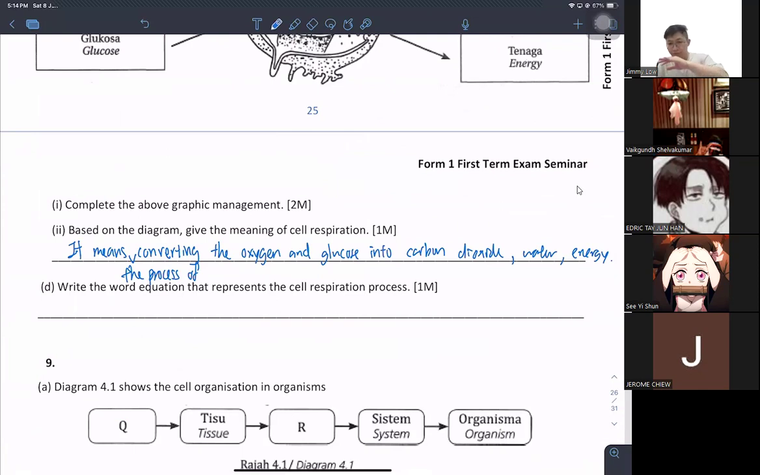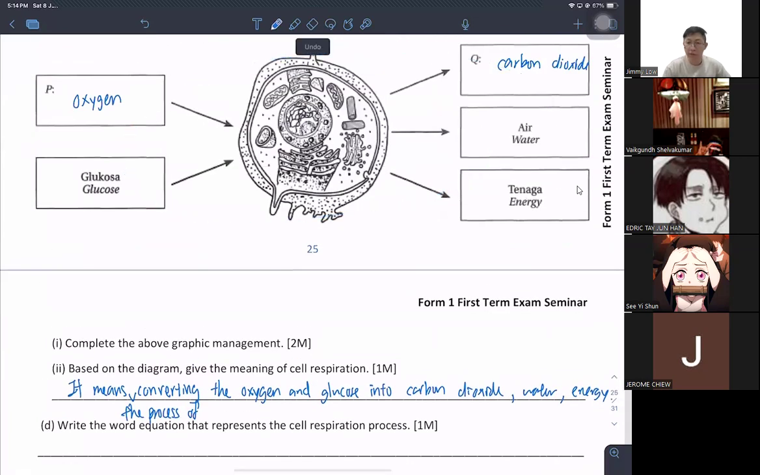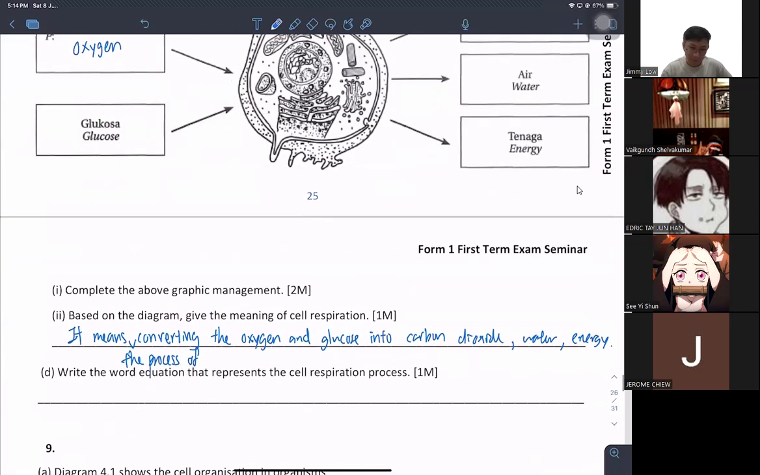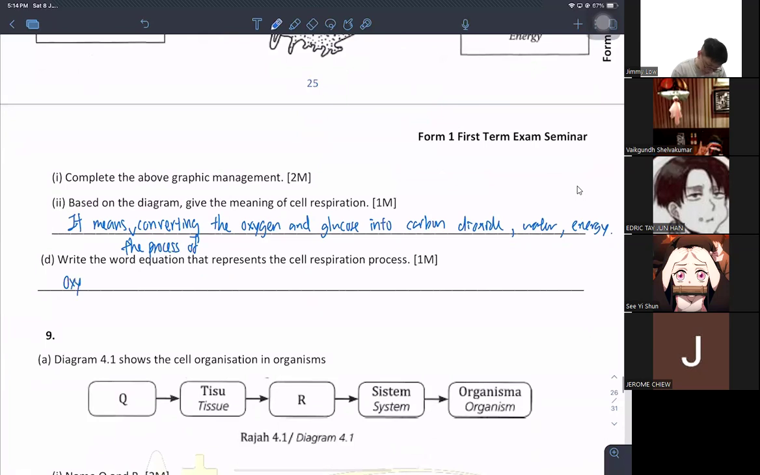Okay, this one is also free: cell respiration, but word equation. Word equation means you make it into a formula. So everything was given. Wow, so good, the marks are spoon-fed to you already. Just write down lah: oxygen plus glucose, through the conversion process, you are going to produce carbon dioxide. I write the full name lah.